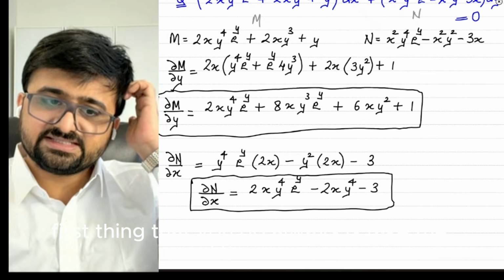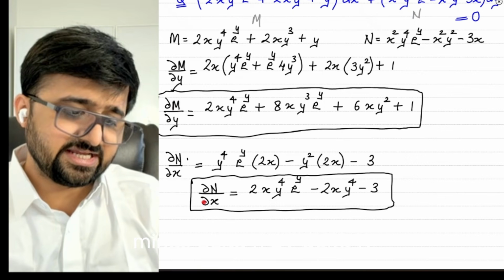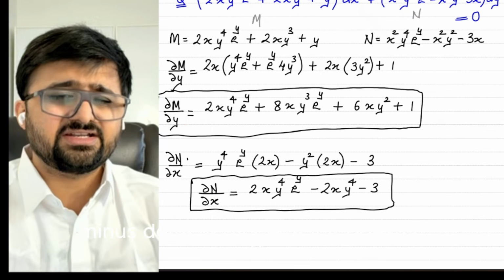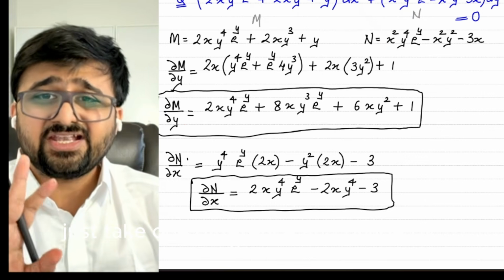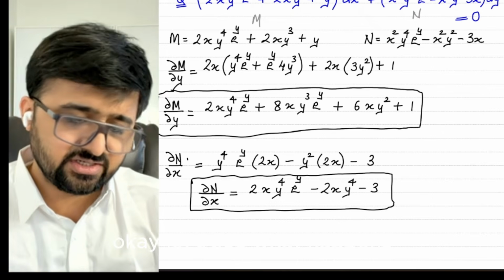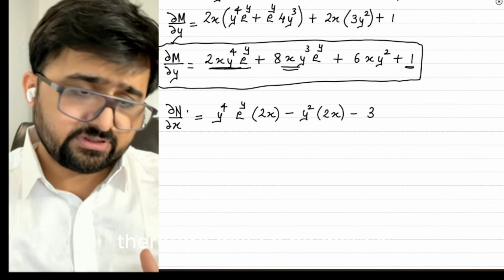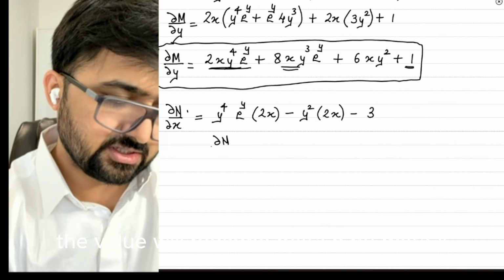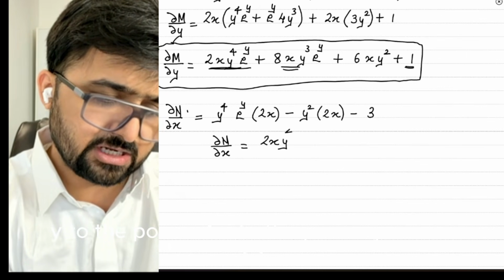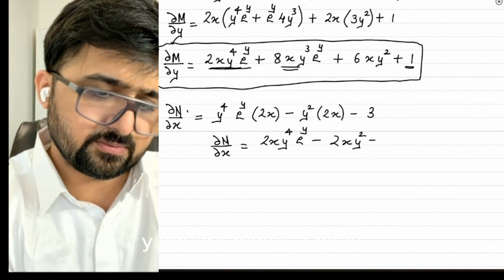The first thing you always do is take the difference. You either take ∂M/∂y minus ∂N/∂x, or ∂N/∂x minus ∂M/∂y. It doesn't matter. Just take one difference and divide by either M or N and see what happens. Let's first take the difference: ∂N/∂x will become 2x y^4 e^y minus 2x y^2 minus 3.